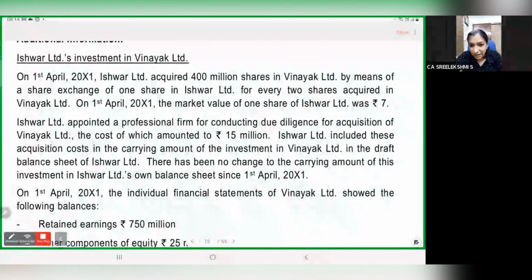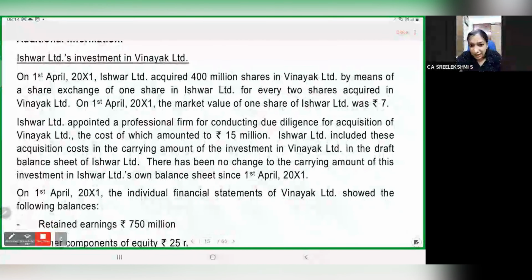Investments are standing at 1,415 million. So deduct 15 from the investment, and then deduct this 15 million in step 8. The acquirer or holding company P&L is adjusted in step number 8. Then there has been no change in the carrying amount of the investment in Ishwar Limited on the balance sheet since 1st April, so the investment has not changed.